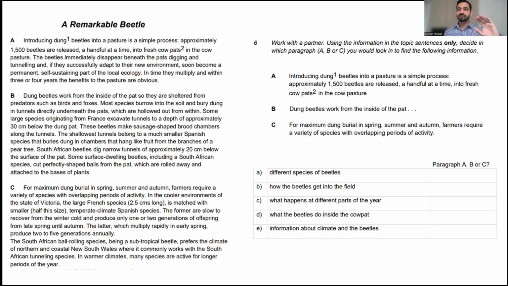By reading the first topic sentence, you should get an idea. Sometimes you will not, and you'll need further reading. So pause the video here and do this exercise on your own. For example, different species of beetle, where would you find that? How the beetles get into the field, what happens at different parts of the year, what the beetles do inside the cow pad, and information about climate and the beetles. In which paragraph are you going to find it? All right, pause the video here and do this exercise on your own. When you come back, we'll reveal the answers.